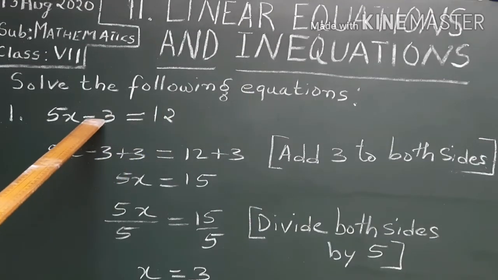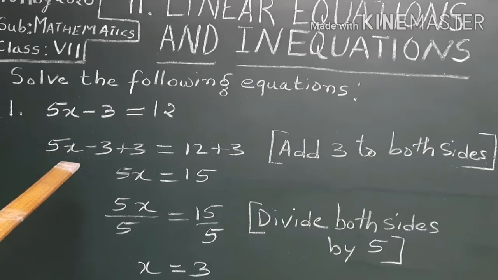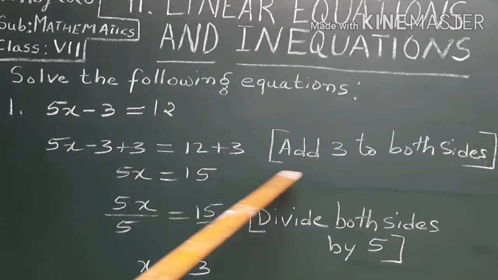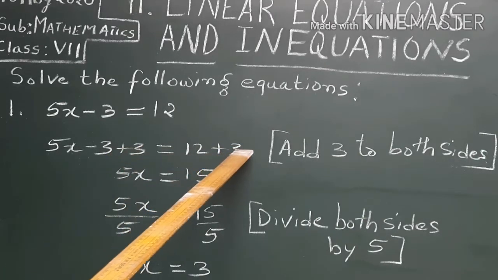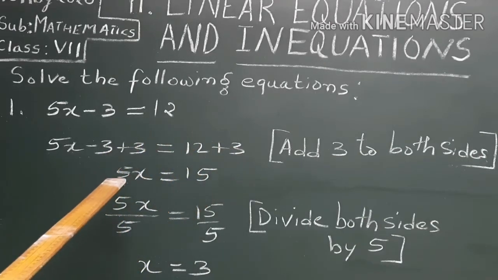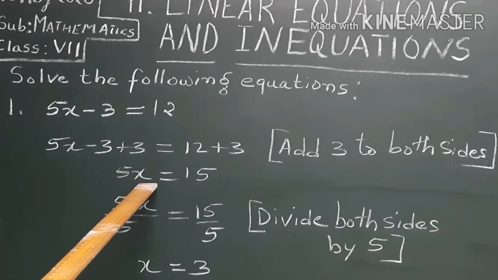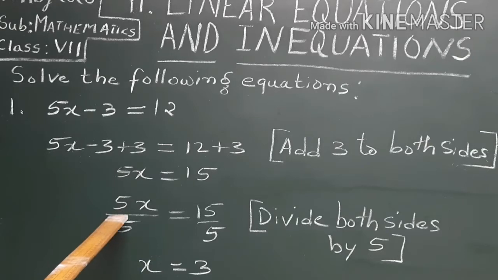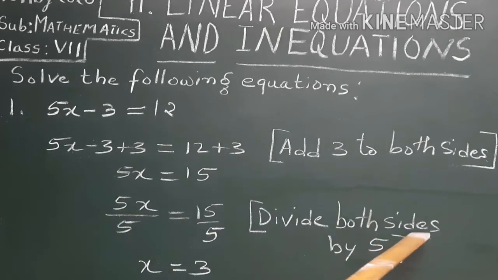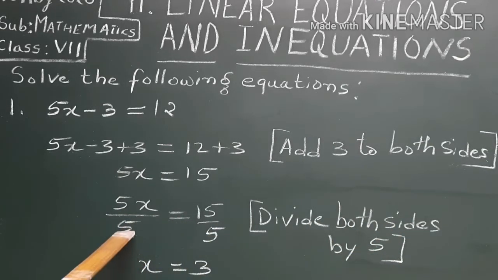Here, minus 3 we have to remove. In order to remove minus 3, we have to add 3 to both the sides. So 3 and 3 are added to both the sides. Now we are left with 5x is equal to 15. Now to remove 5, we have to divide both the sides by 5. So we get ultimately x is equal to 3. So this is your answer.